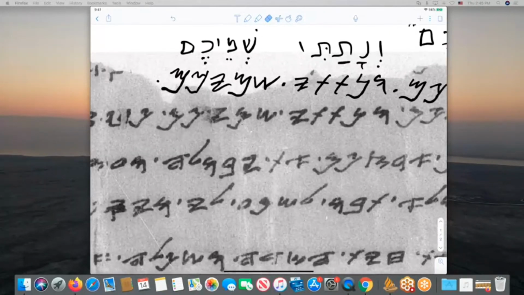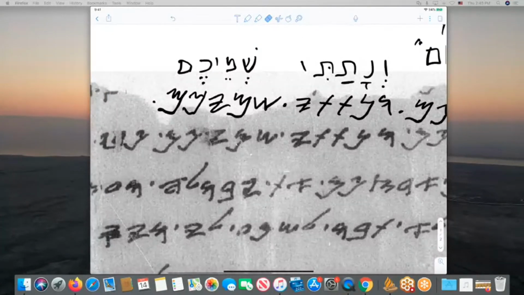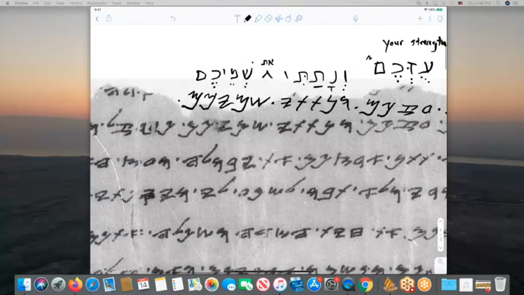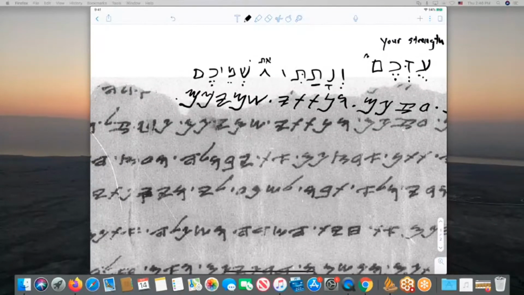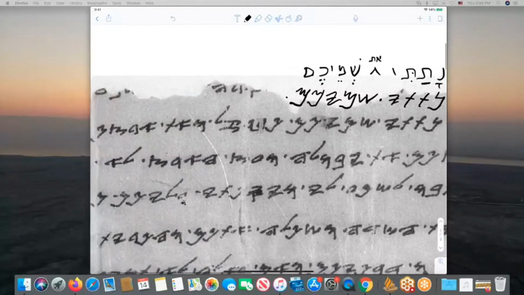Shmechem. Now, interesting here is that the Masoretic text adds another et. But we do not have the et in this manuscript here. And I will set your heavens, and then a dot.